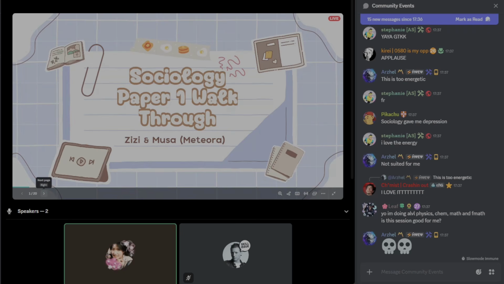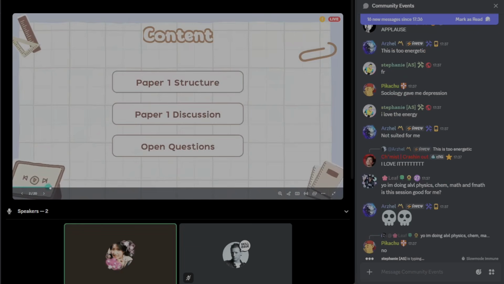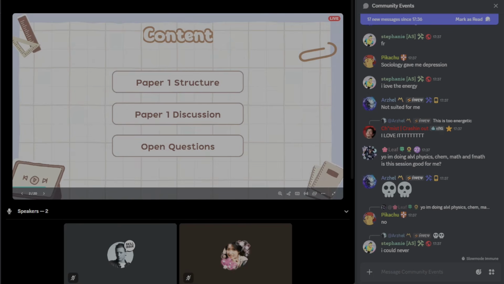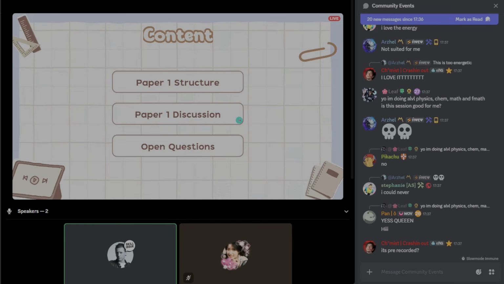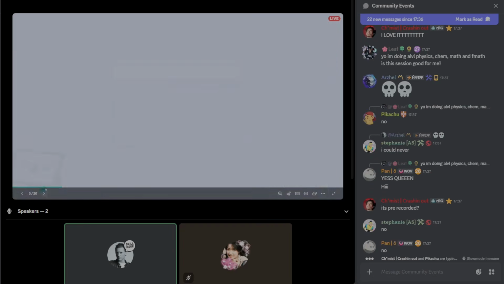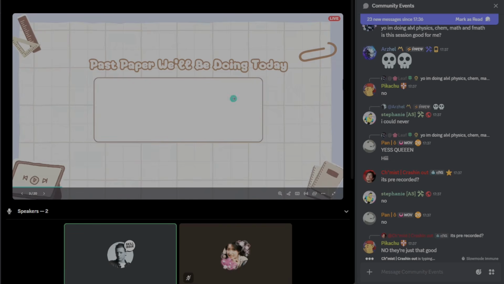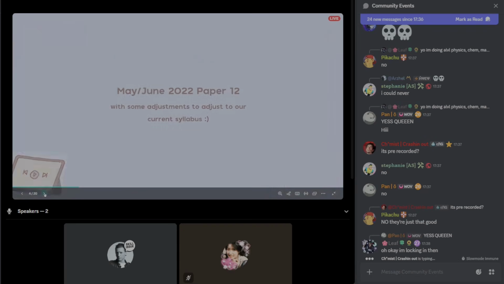Before we get into it and crush the past paper together, I'll be giving the spotlight to Musa about what we're covering for today's session. The first segment we're going to cover is the paper one structure. Then we're going to move on to the paper one discussion, and then we will leave the stage open for any questions you guys have. I will go straight into the past paper we'll be doing today. We will be doing May/June 2022 paper 12 with a few adjustments to our current syllabus, because as you know, since 2025 there has been a new paper pattern in place.